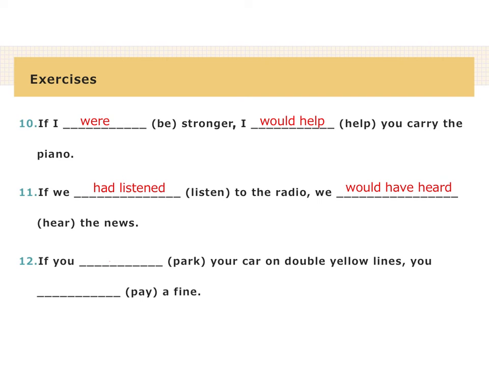Number 12. If you park your car on double yellow lines, you pay a fine. The answer is, if you park your car on double yellow lines, you pay a fine. Whenever you park illegally, you have to pay a fine, so this is a fact. Type 0 is used here.